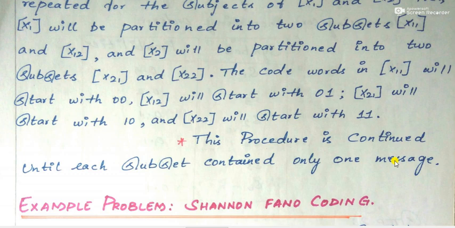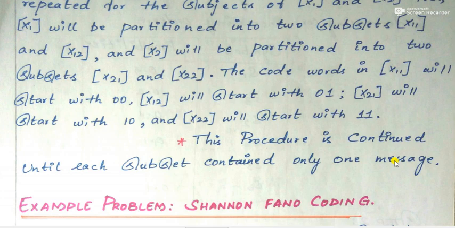So I conclude all the points. First, we have to write the given symbols in descending order. That is point number 1. And we have to group them into 2. It must satisfy x1 greater than or equal to x2, or x1 less than or equal to x2. That is point number 2. And point number 3: the x1 subset will be allocated 0 and the x2 subset will be allocated 1.